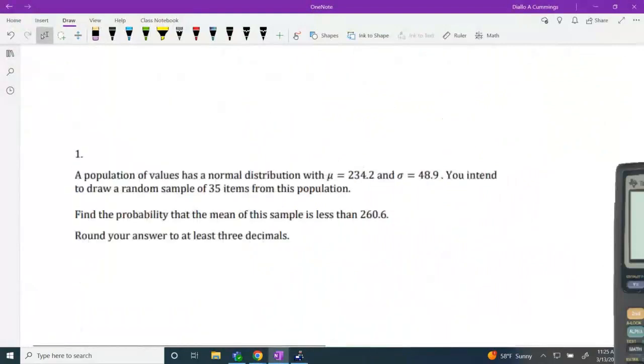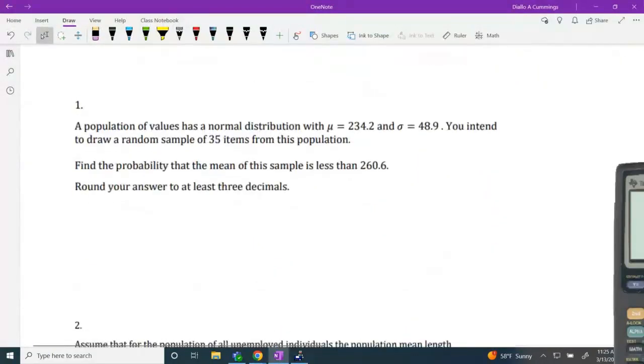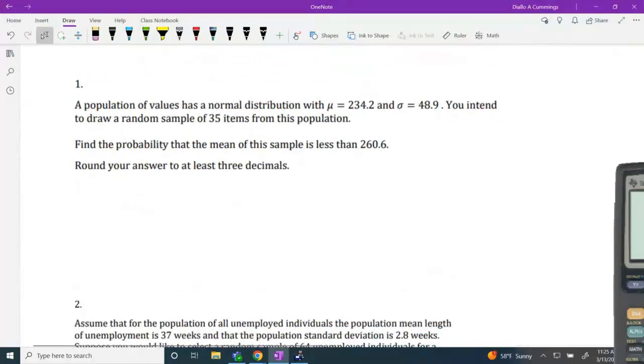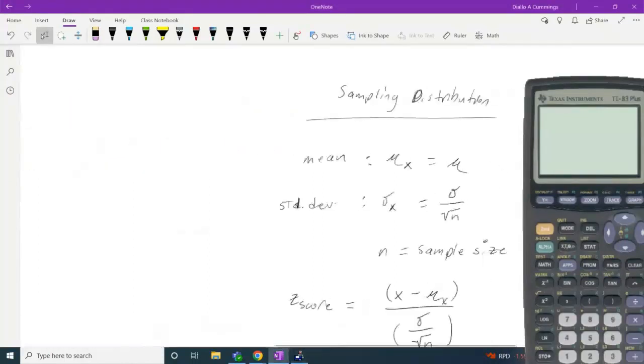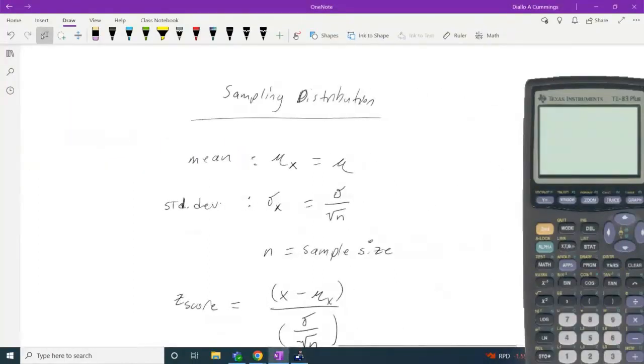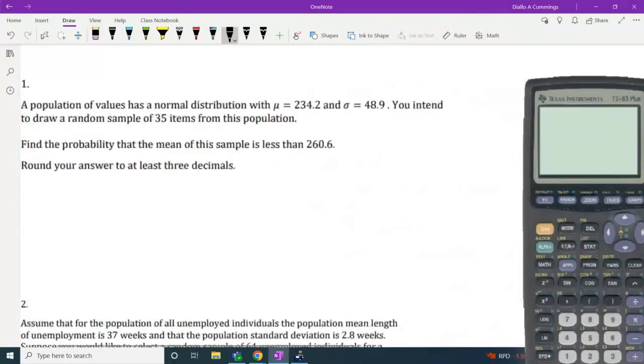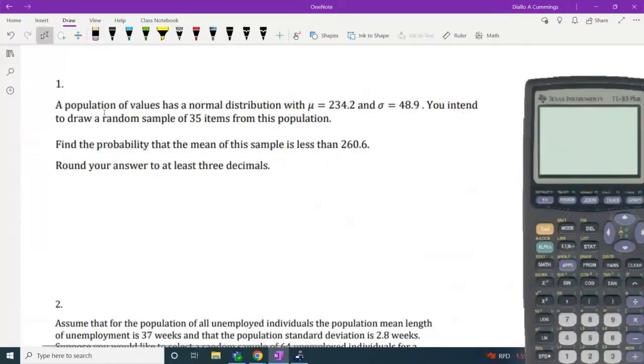All right, so this is from the module 3, part 3 handout, and we're going to use the normal CDF just as we've been using, but the only difference is that when we put in the standard deviation, we must use the standard deviation formula for a sampling distribution. Okay. All right, so here's how all that works.